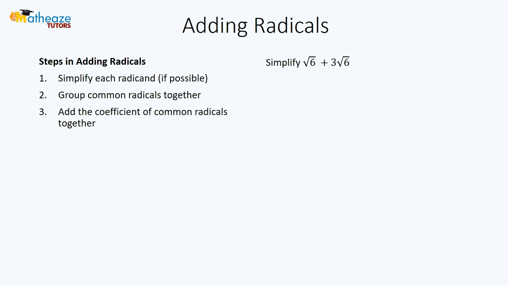So now let's look at adding radicals. We want to group common radicals together and then we add the coefficients. In this case, these are common radicals because we have the same radical. Because there is no coefficient in front of the square root of 6, we're going to use 1 square root of 6 plus 3 square root of 6. Because we have the same radical, we can add 1 plus 3 square root of 6, which is going to give us 4 square root of 6.